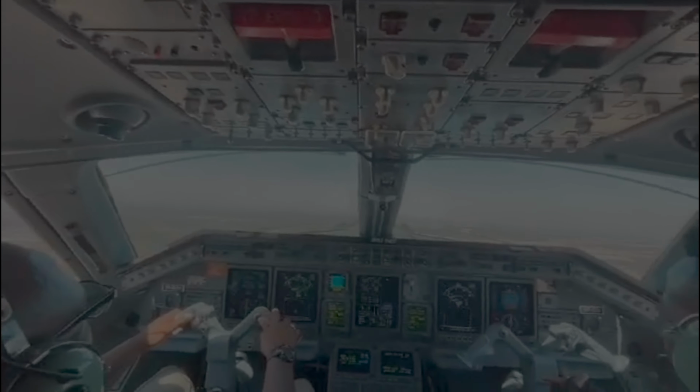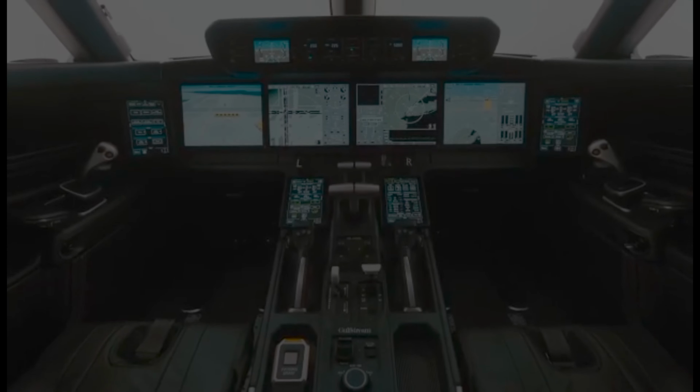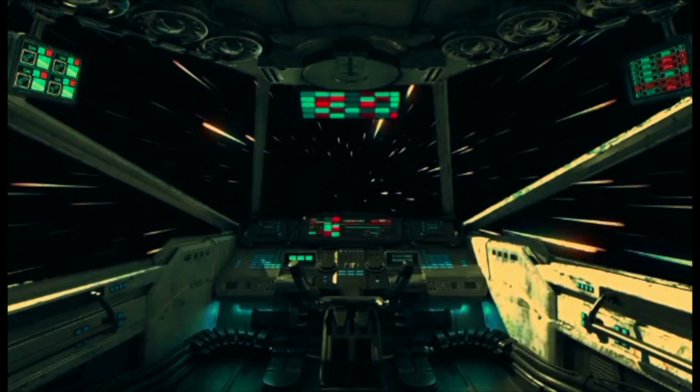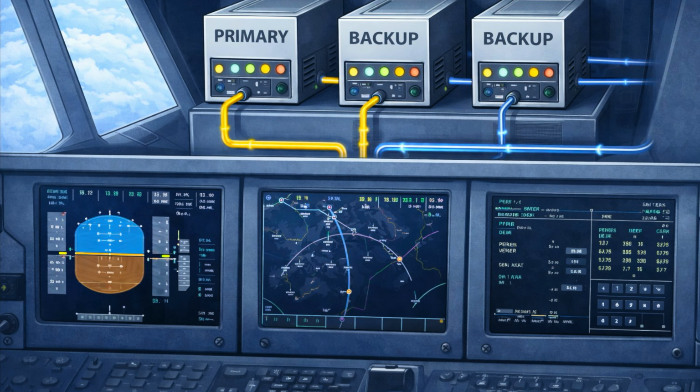When a pilot moves the side stick or yoke in a fly-by-wire aircraft, sensors immediately detect how far and how fast that movement is made. That information is converted into electrical signals and sent to multiple flight control computers.